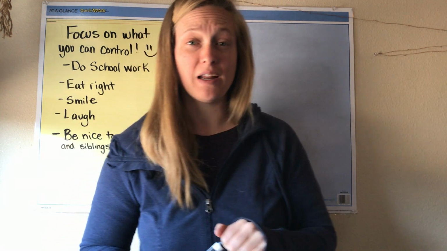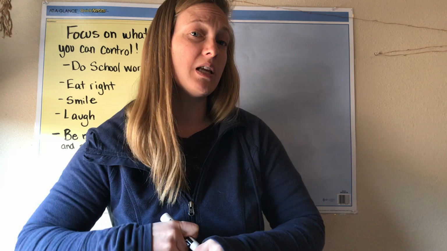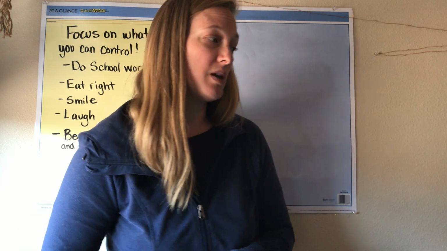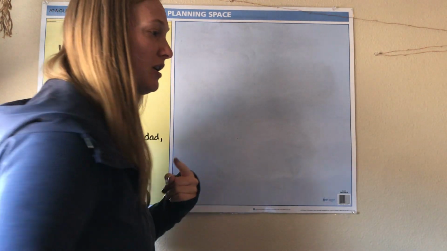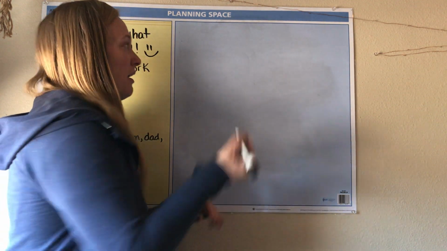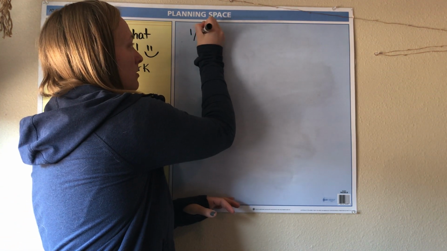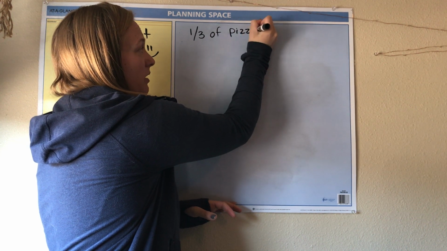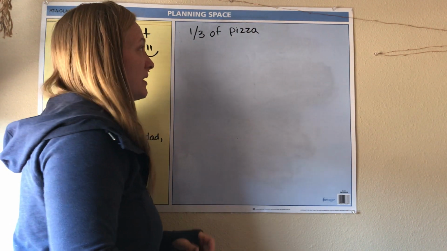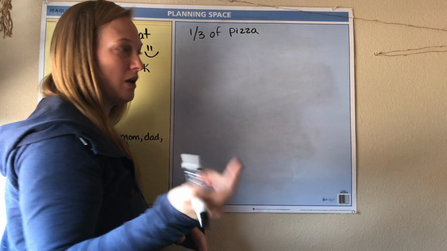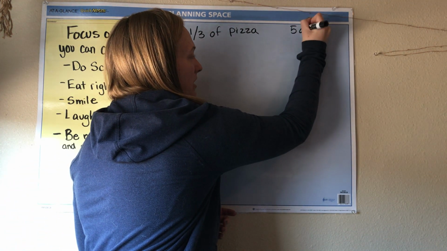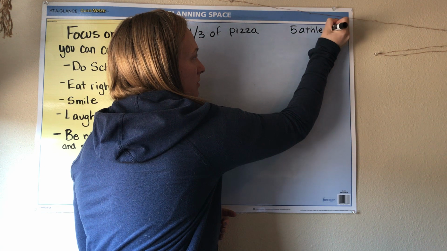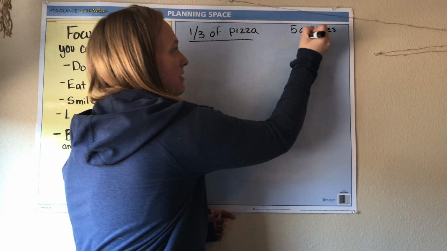Okay, so let's go over the Do Now. The first thing you should do is underline key pieces of information. One piece of information that we need to solve this problem is 1/3 of pizza. That's what's left over from what I had the night before. That's what I'm trying to share between 5 athletes. Okay, so make sure that that is underlined.